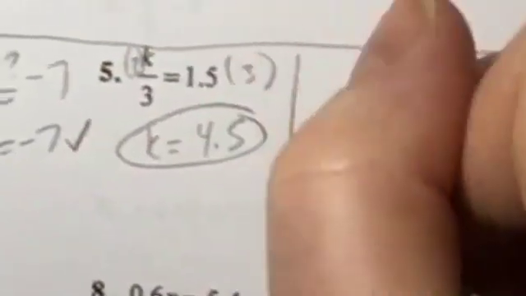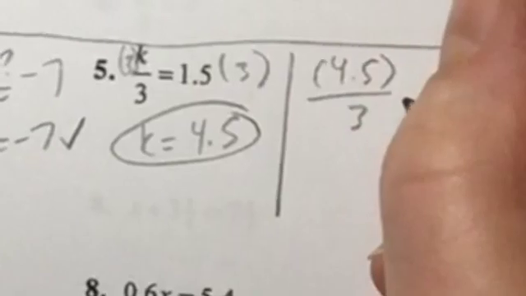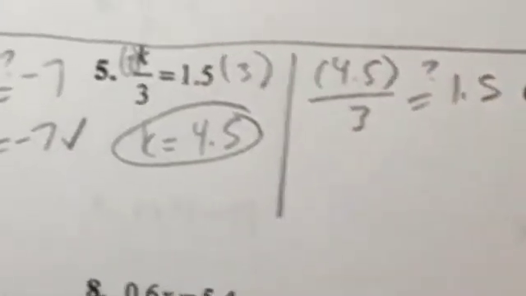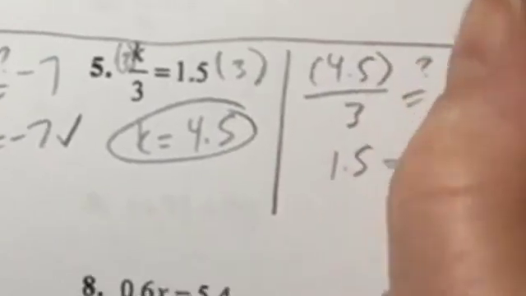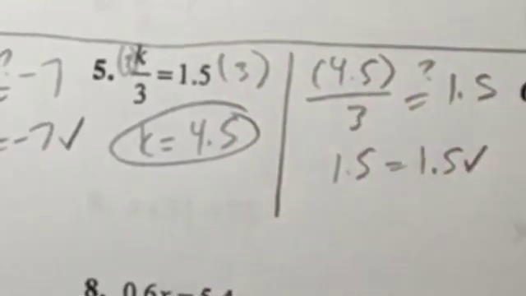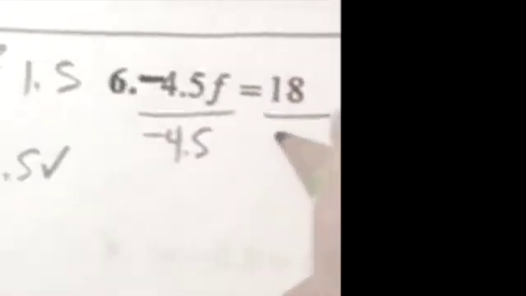K is alone now. 3 times 1.5 would be 4.5. Circle: is 4.5 divided by 3 equal to 1.5? 4.5 divided by 3 would be 1.5, so 1.5 equals 1.5. Check. Divide by -4.5. Divide by -4.5.